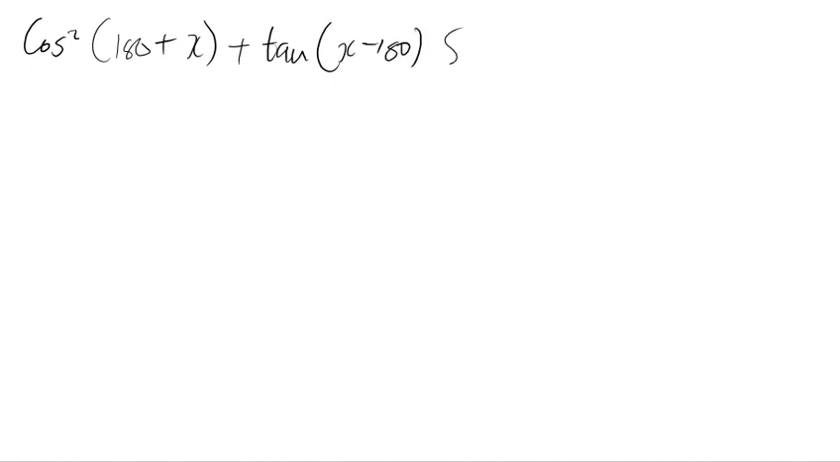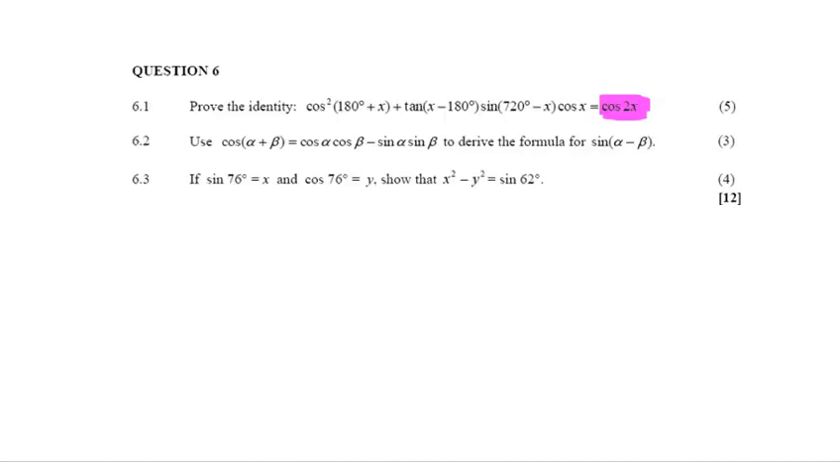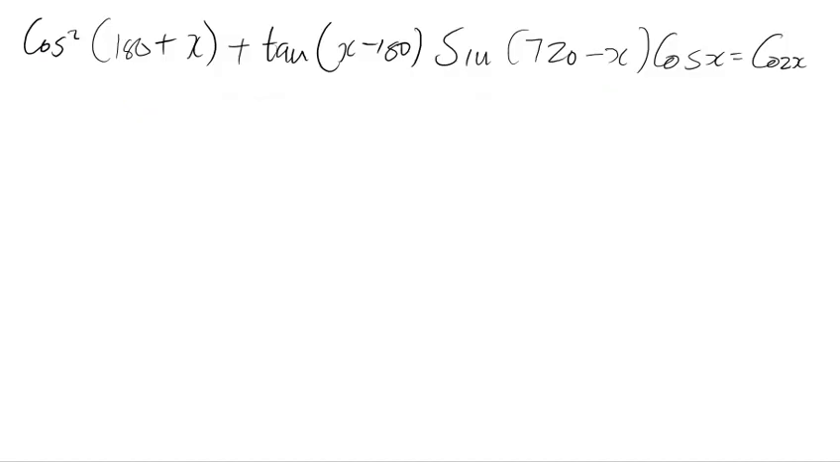So I'll just write everything down. It's cos squared (180 plus x) plus tan (x minus 180) times sine 720 minus x times cos x. So they want us to prove that it's cos 2x. So you've got cos squared 180 plus x plus tan x minus 180 times sine 720 times cos x.